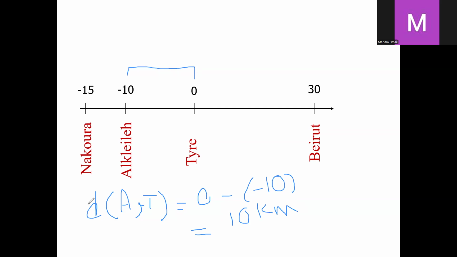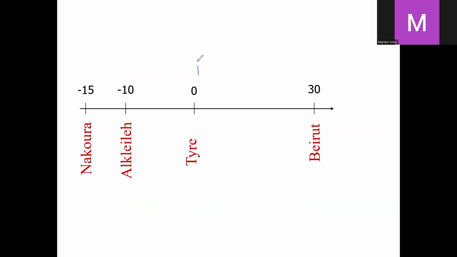What if I want to find the distance between Tyre and Beirut, or Layli and Beirut? Let's find the distance between Tyre and Beirut. I can write it as 0 minus 30 or 30 minus 0. But in one case, I will have a negative answer, and here I'm finding the distance. I know that the distance is a positive answer. So here I can use the absolute value to get a positive answer.